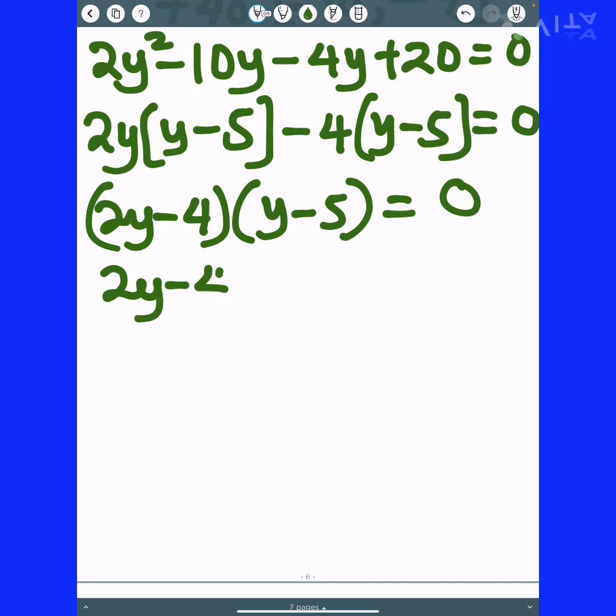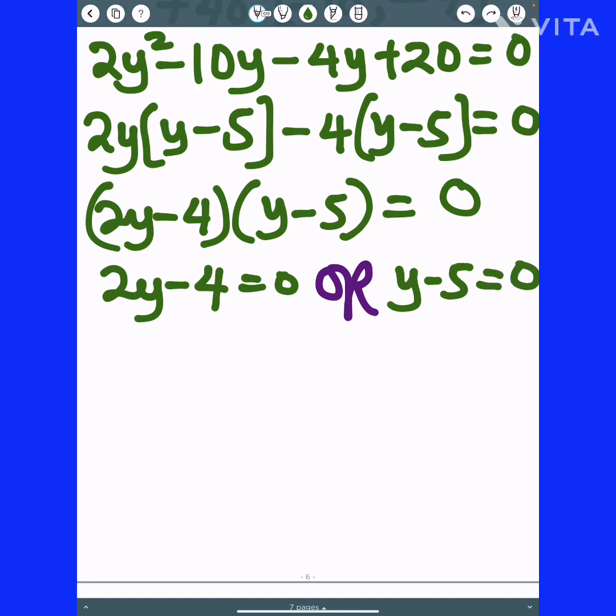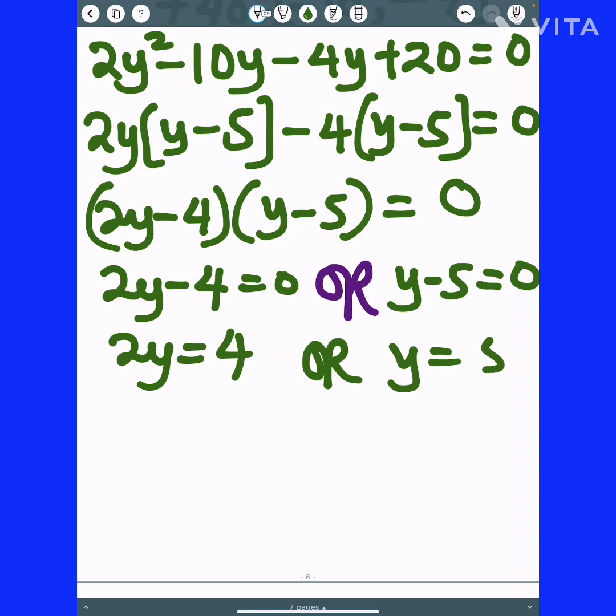So that gives me 2y minus 4 is 0, or y minus 5 is what? 0. So this is 2y is 0 plus 4, 4. Or y is 5. That gives me y is 2 or 5.